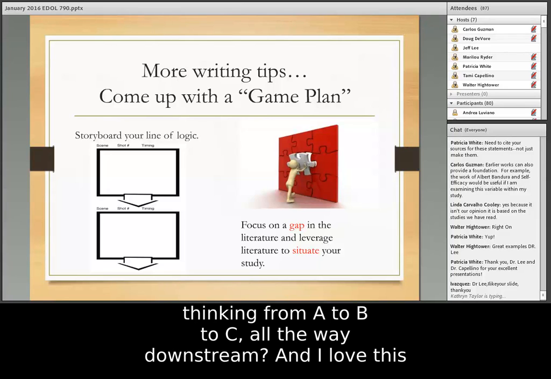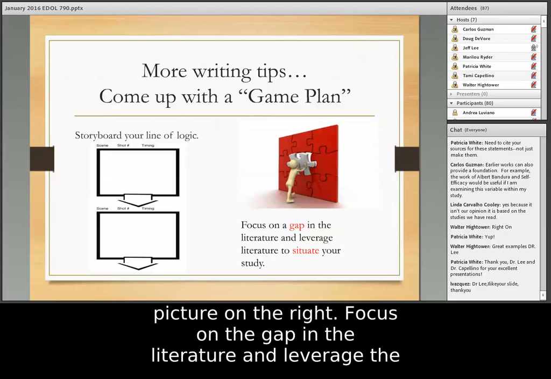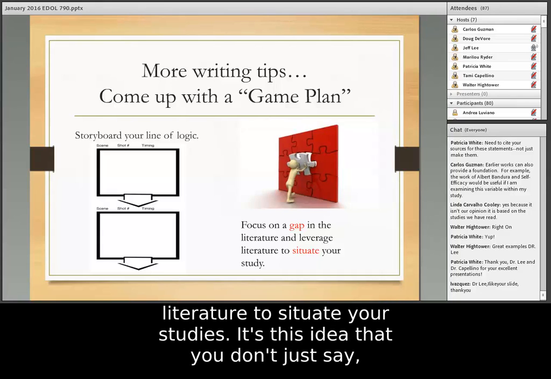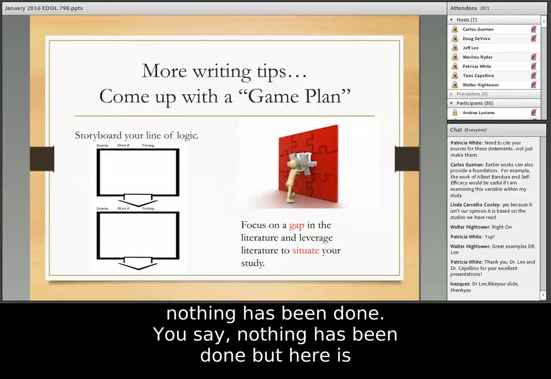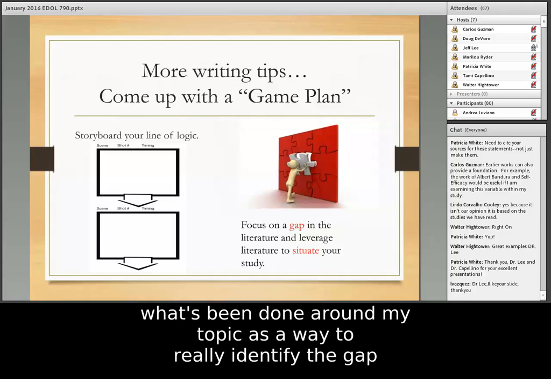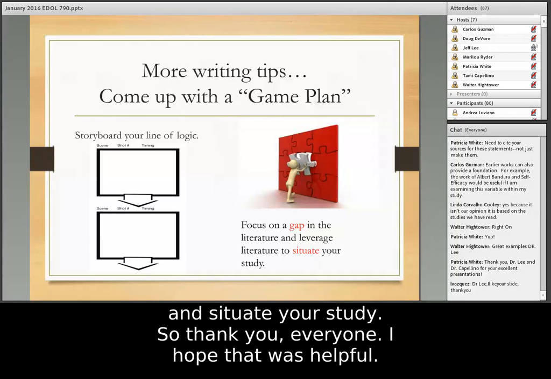Okay. And I love this picture on the right. Focus on the gap in the literature and leverage the literature to situate your study. So, you know, it's this idea that you don't just say nothing's been done. You say nothing's been done, but here's what's been done around my topic as a way to really identify the gap and situate your study.